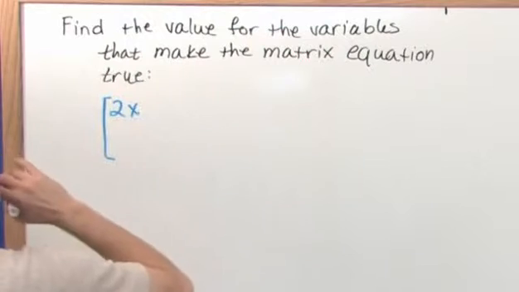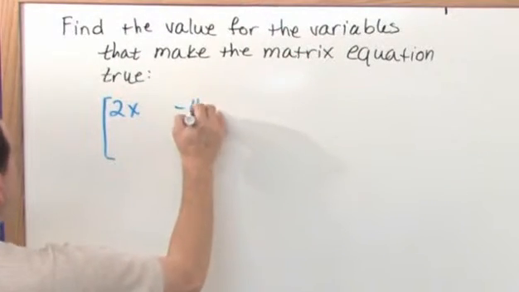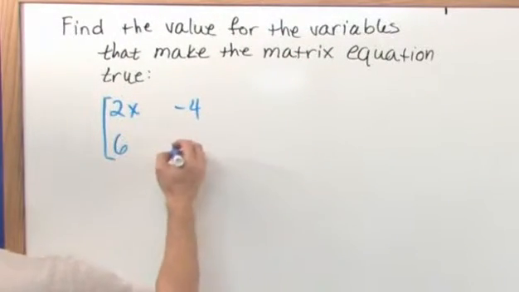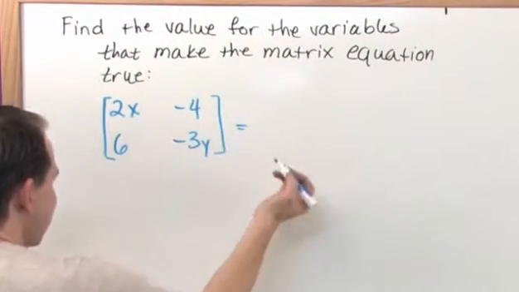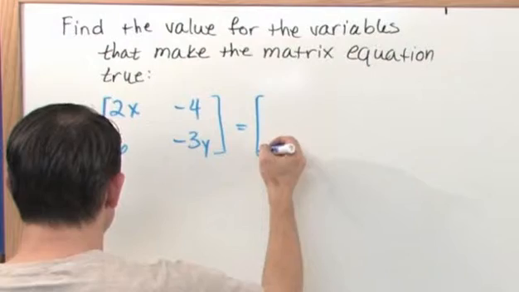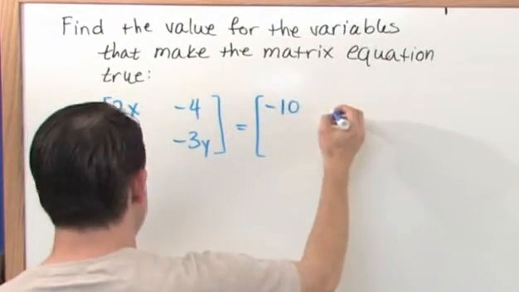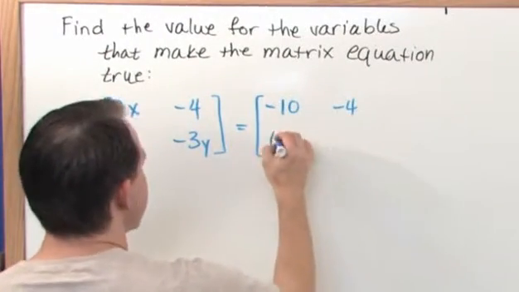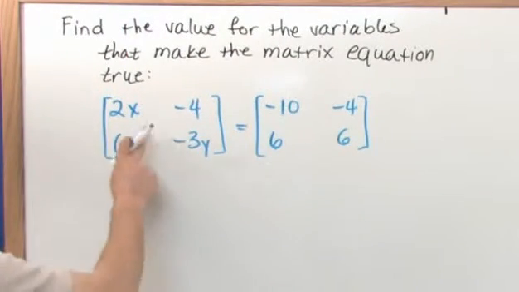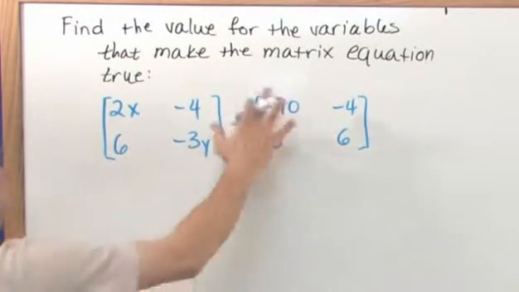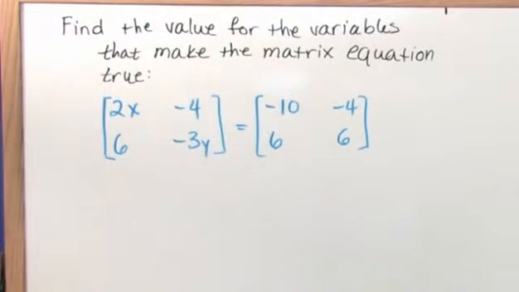Let's say I have 2x in here. Let's say I have negative 4 in here, 6, negative 3y. And let's say that they're claiming that this is equal to the matrix with negative 10, negative 4, 6, and 6. And the question is, what values of x and y are needed to make this matrix equation true? Let's step back and look at what we have here.